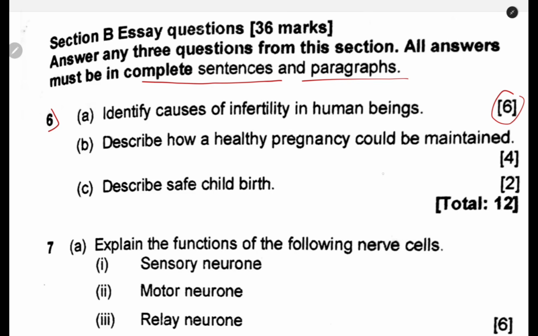Describe how the healthy pregnancy could be maintained, 4 marks. Describe the safe childbirth, 2 marks. So this is on reproduction in human. You need to know this part, okay? There's a question also that came, we are going to see that, where you're asked to describe menstruation or menstruation period. So all those questions, you need to know them.